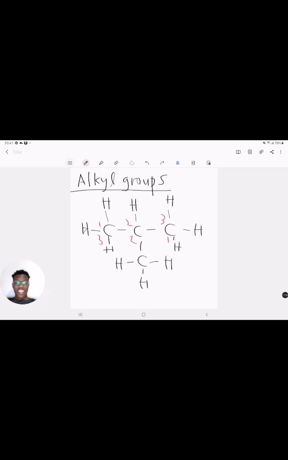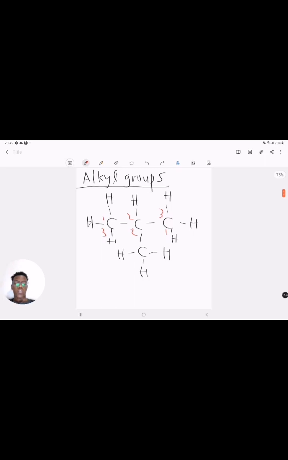Then the second thing that you do after numbering your parent chain from left to right and right to left, you identify your functional group. What is your functional group? In this case, your functional group is your alkyl group. It's the branch that is attached to the parent chain. That is your functional group.